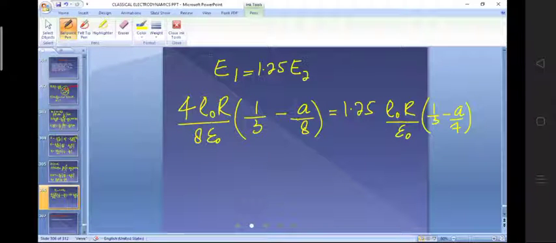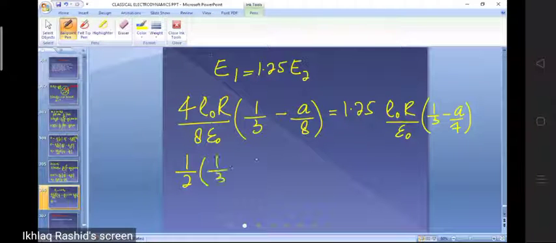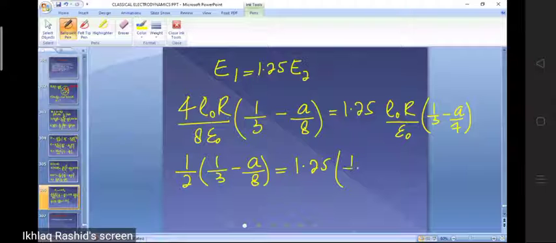So first of all, this rho naught R divided by epsilon naught, it will cancel with this. So here 4 by 8, it is obviously equal to 1 by 2. Simply it's equal to 1 by 2. तो यहाँ आएगा बेटा 1 by 3 minus A divided by 8 will be in turn equal to 1.25 multiplied with this here 1 by 3 minus A divided by 4. Fine. Then what I can write is this.